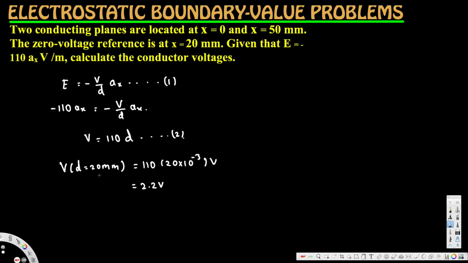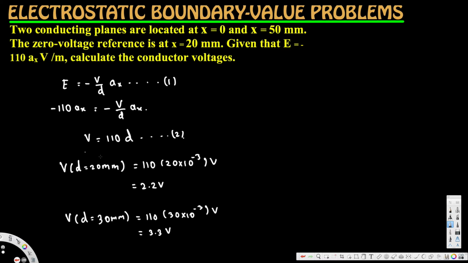Okay. And the next thing is, we know the second one, x equals 50, the distance between these two is 30 millimeter. So that's the second one. V at d equals 30 millimeter is equal to 110 times 30 times 10 to the power of minus 3 volts, and that gives us 3.3 volts. Okay. Now this is the one, and also here you can see the V is equal to V at d equals 20 millimeter.